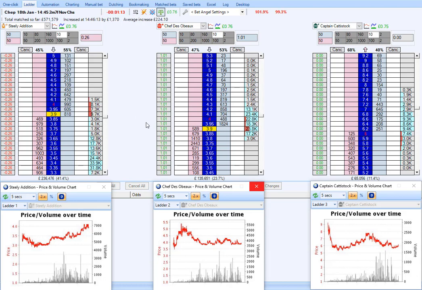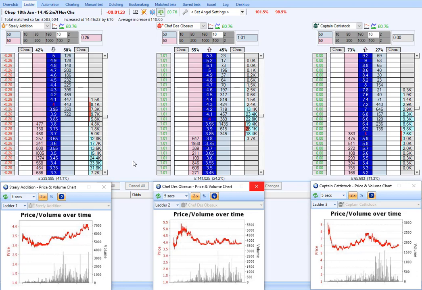Again, as always, yes, it's only 76p, but I'm using 10 pound stakes to illustrate. If I was using 50 pound stakes there, that would be about £3.50, right? So £3.50 profit is not to be sneezed at, because that is close to £100 a day. So right now, they're lining up, they're good to go. So I'll just finish up here and I'll move on to the next race.